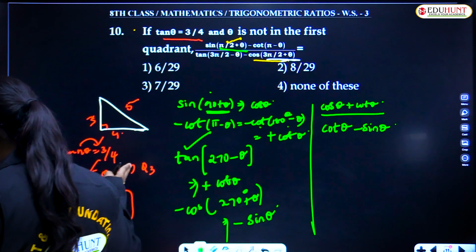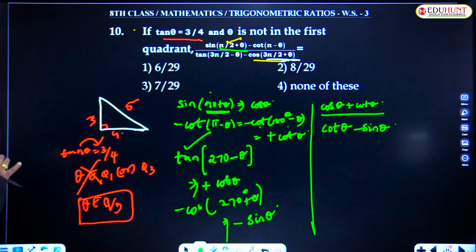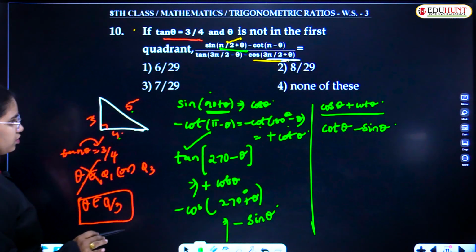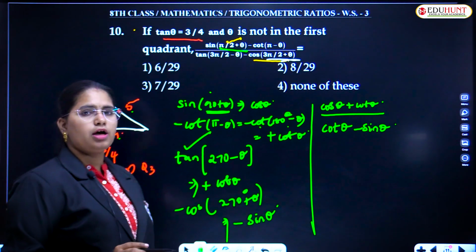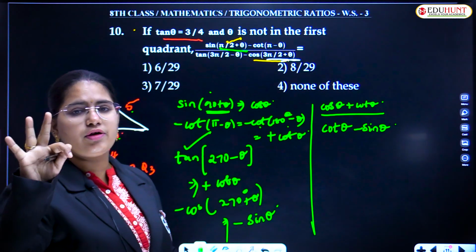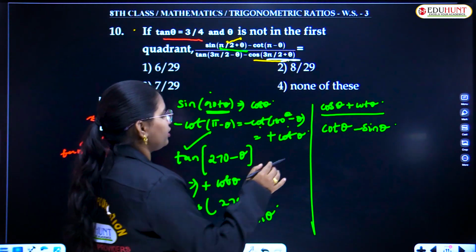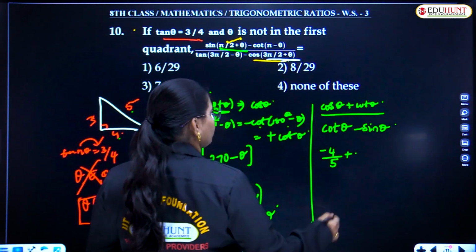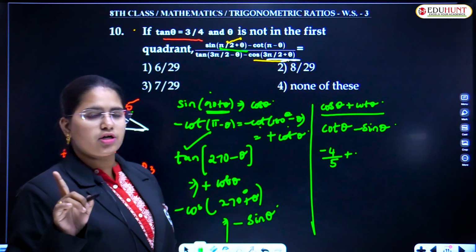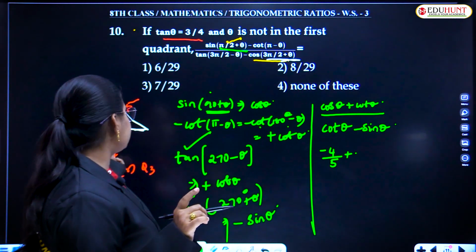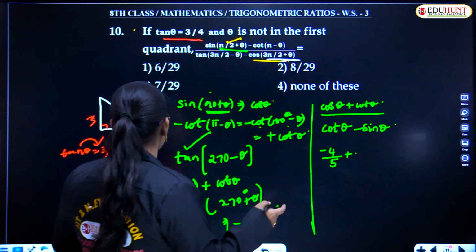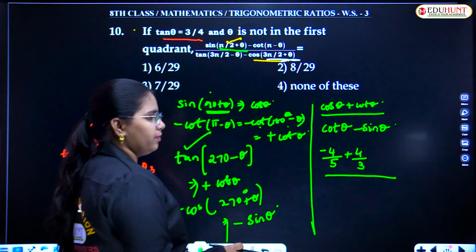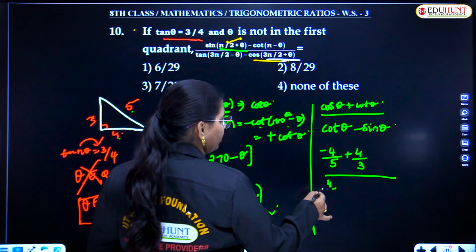We can observe this, right? Cos theta is defined as adjacent by hypotenuse. But theta lies in which particular quadrant? Third quadrant. In the third quadrant this becomes negative. So I take minus 4 by 5 plus cot. Cot is positive in the third quadrant. How do you define cot? Cot is the reciprocal function of tan. If tan is 3 by 4, then cot will become 4 by 3. Whole divided by 4 by 3 again.